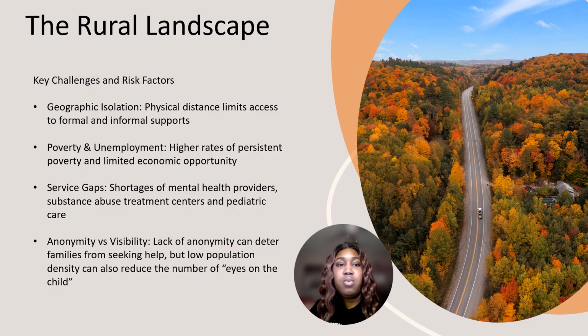So, key challenges and risk factors of the rural landscape are geographic isolation. That is, the physical distance limits access to formal and informal supports. Poverty and unemployment: there are high rates of persistent poverty and limited economic opportunity in rural areas. There are service gaps, which is shortages of mental health providers, substance treatment centers, and pediatric care. And anonymity versus visibility: there is a lack of anonymity, which can deter families from seeking help, but low population density can also reduce the number of eyes on the child.